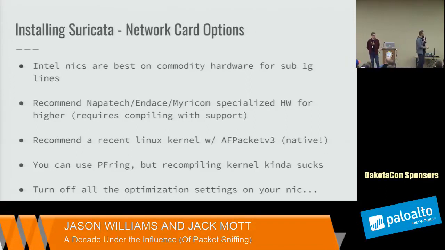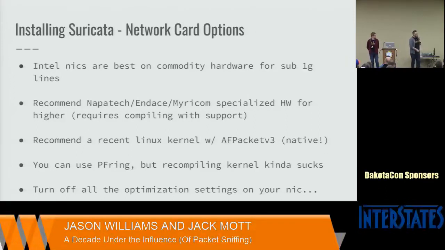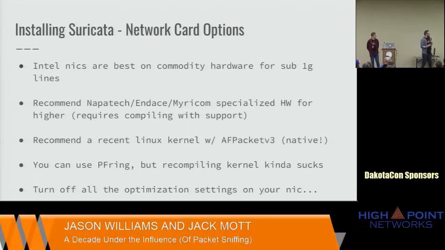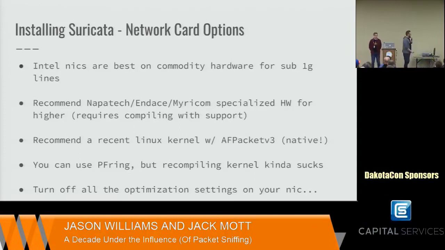We really recommend, if you're using a recent Linux kernel, use AFPacket version 3. PF-Ring is really cool, and when that was the best option around, I used it a ton, but after recompiling the kernel and the tools every time my kernel updated, it really became a drag. So AFPacket version 3 gives you very, very similar performance to PF-Ring, but it comes without the cost of managing it.